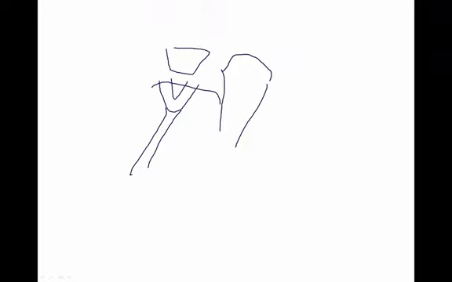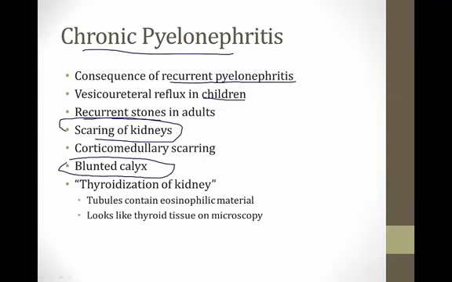So if this is a pyramid in the medulla right here, normally the calyces go up and fork to collect urine and bring it down into the renal pelvis and the collecting system. In patients with chronic pyelonephritis, those forks get blunted off, and you can see this on radiologic imaging. You won't see the sharp forks, you'll just see a blunted rounded calyx like this, which then brings urine down into the collecting system. The other finding that these patients have is something called thyroidization of the kidneys.